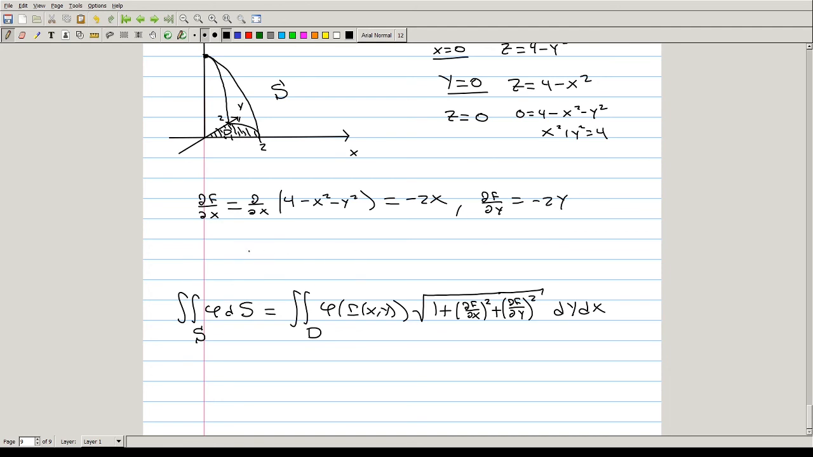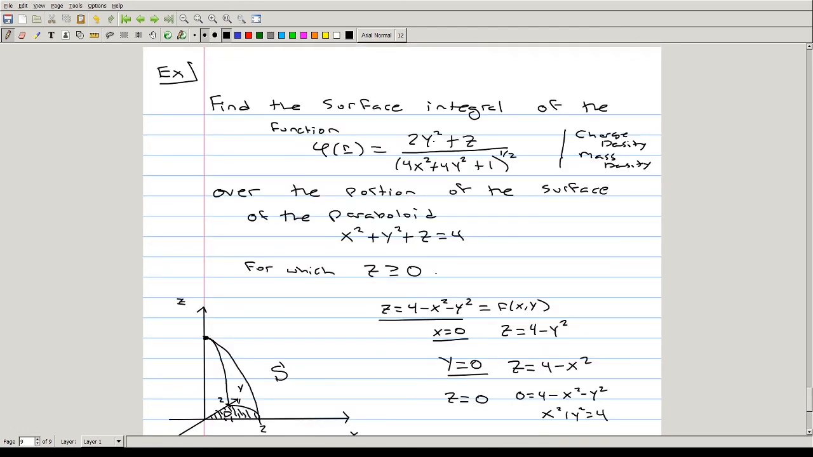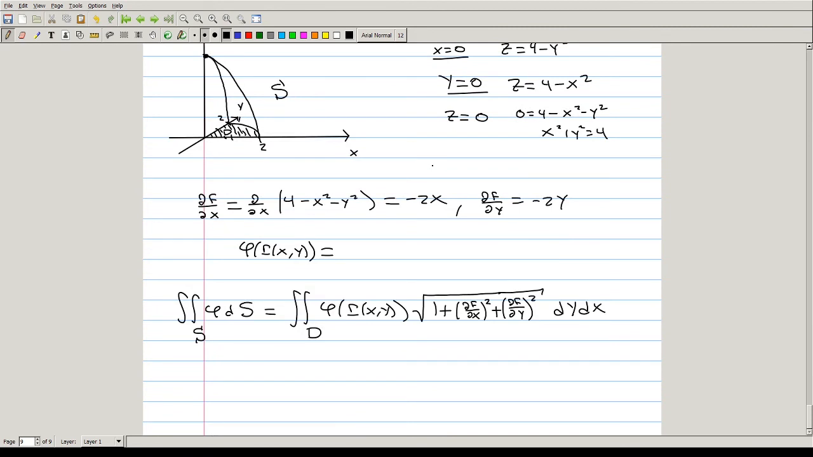Also, phi of r of x, y is going to be the function phi with x, y, and z plugged into it. So the function phi of r of x, y is going to be 2y squared plus z, which is 4 minus x squared minus y squared, divided by 4x squared plus 4y squared plus 1, to the power of 1/2.